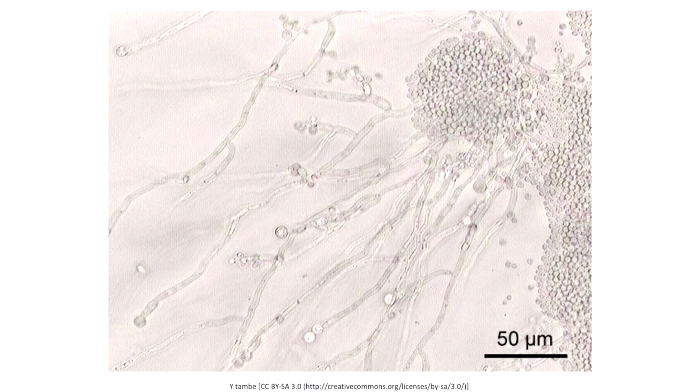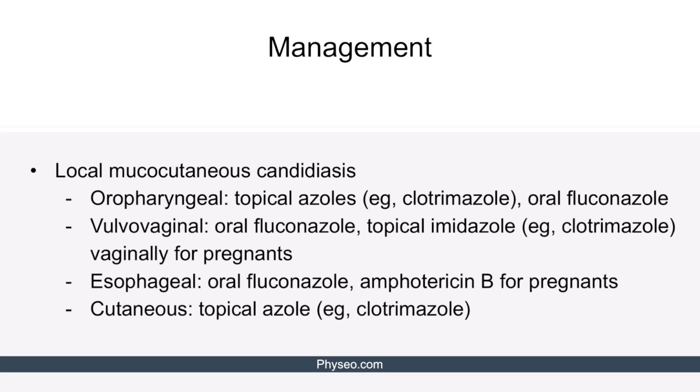Here's a microscopic slide that shows Candida. Note those pseudohyphae. You can also see yeasts. Here's another slide showing Candida. And here we actually call it a germ tube. And remember that germ tubes form at 20 degrees Celsius, whereas those pseudohyphae that we showed before are formed at 37 degrees Celsius.